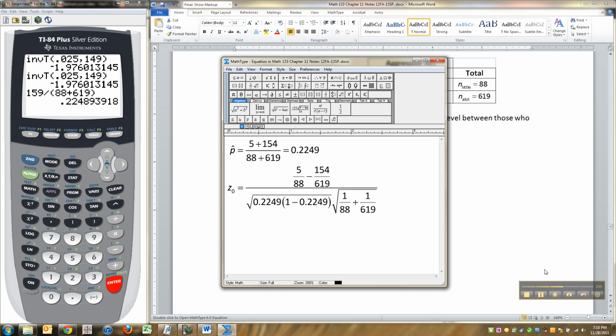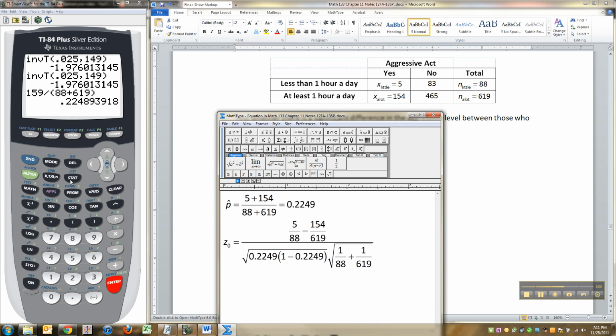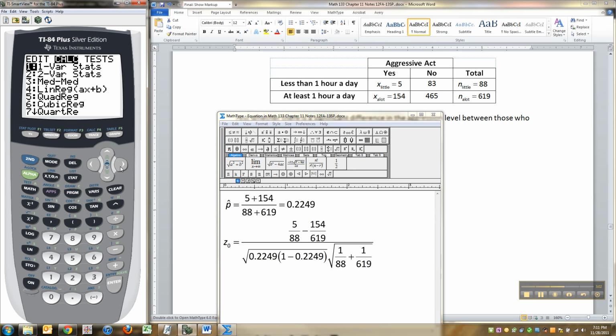Nobody wants to do this thing by hand, right? So we're going to make the calculator do it. You go to Stat, go to Tests, and you want to pick number 6. See right there? 2-PropZTest, because this is 2 samples, z-test. So pick that, and it's going to ask you what all your values are. So 5, enter. 88, enter. 154, enter. 619, enter. It's a 2-tailed test. So we get on to Calculate and press enter.